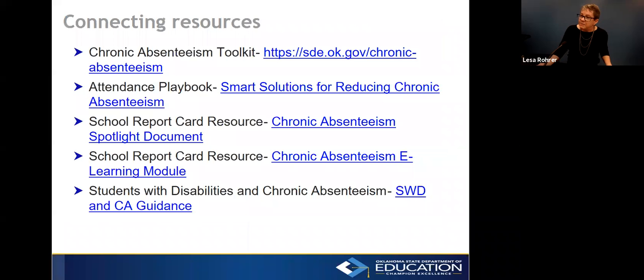And then if you need some resources, we've got them. We have a toolkit here on our website. This attendance playbook just came out from the national board, and it looks at what's most effective, and it rates those things. If you need more help in understanding this indicator, we have school report card resources, and if you're working with those students with disabilities, we also have some guidance on that. All of these are linked in the PowerPoint so that you have access to them.